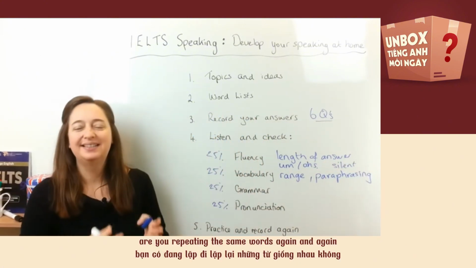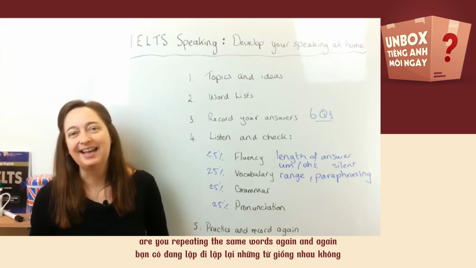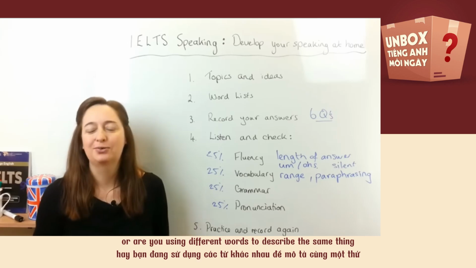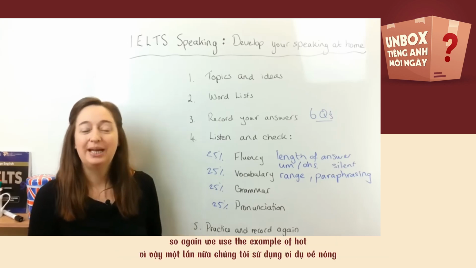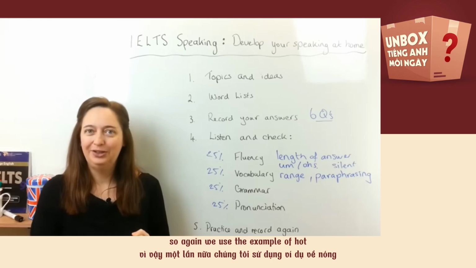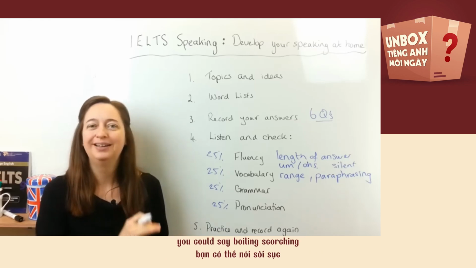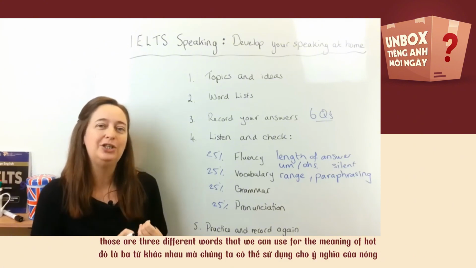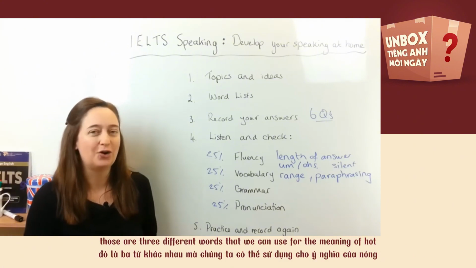Are you repeating the same words again and again, or are you using different words to describe the same thing? So again, we use the example of hot. You could say boiling, scorching, sweltering. Those are 3 different words that we can use for the meaning of hot.